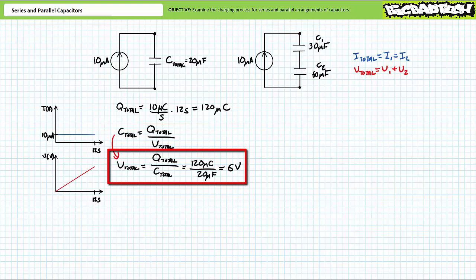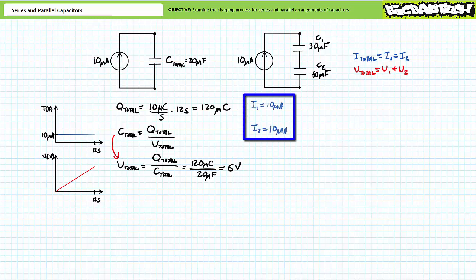An algebraic rearrangement of the capacitance formula suggests voltage equals charge over capacitance. Substituting our given values of 120 microcoulombs and 20 microfarads yields a voltage across this series configuration of 6 volts. This total voltage will be unequally apportioned among the series combination of different capacitors. Let's examine the individual capacitors inside the series relationship.